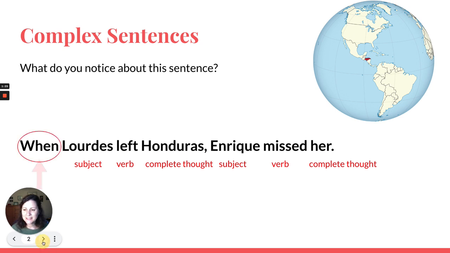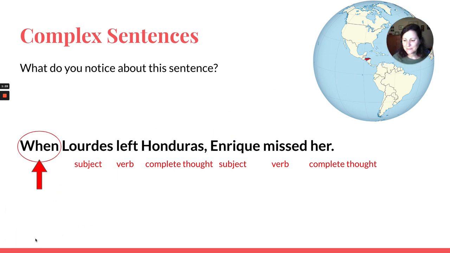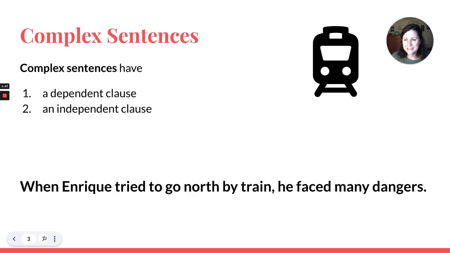I also see a when. This is a type of conjunction, which we call a subordinating conjunction. And I also see a comma in the middle. So at the beginning of this semester, we learned about simple sentences with just one subject, one verb, and one complete thought. But as you can see, complex sentences have more to them. Let me explain. Complex sentences basically have a dependent clause and an independent clause.